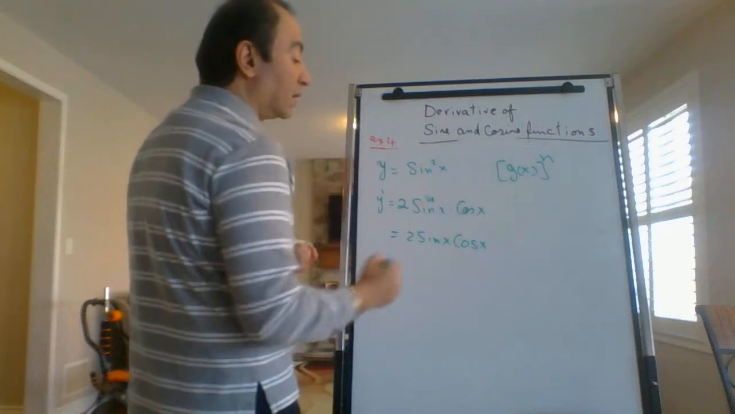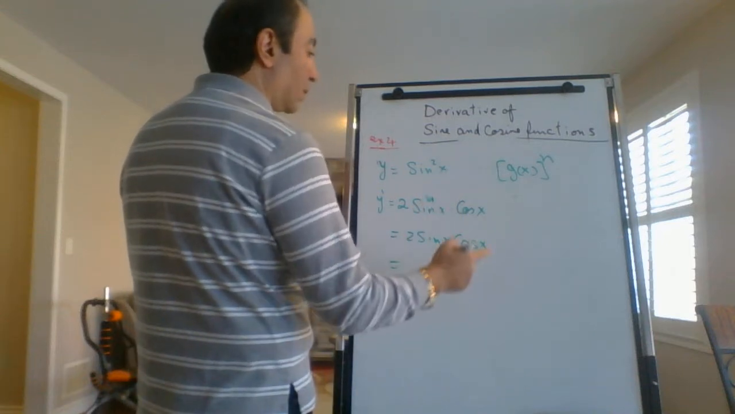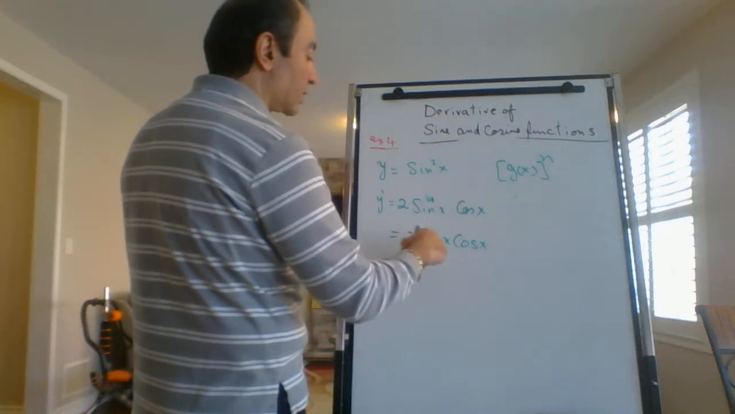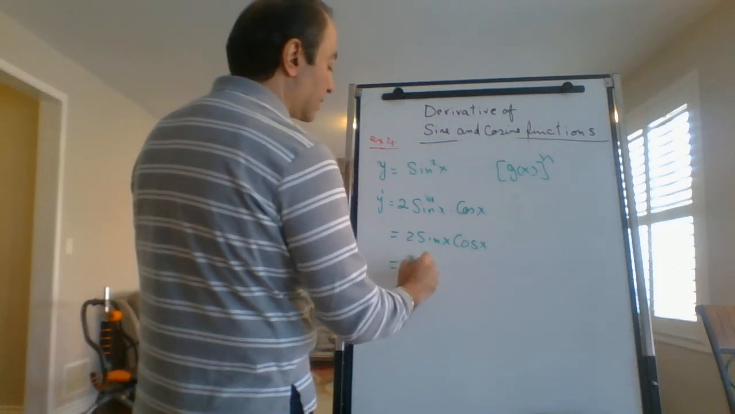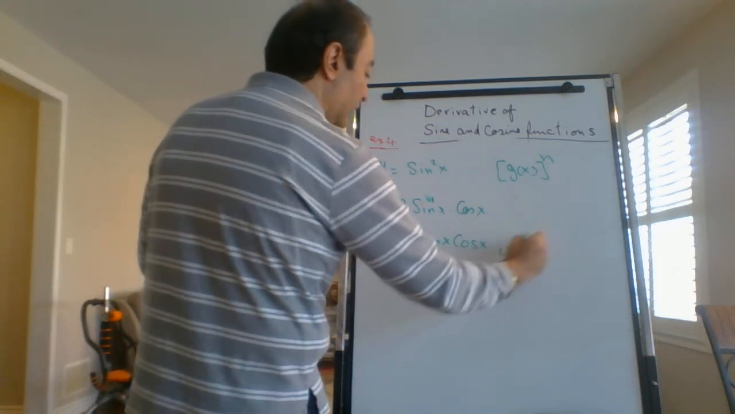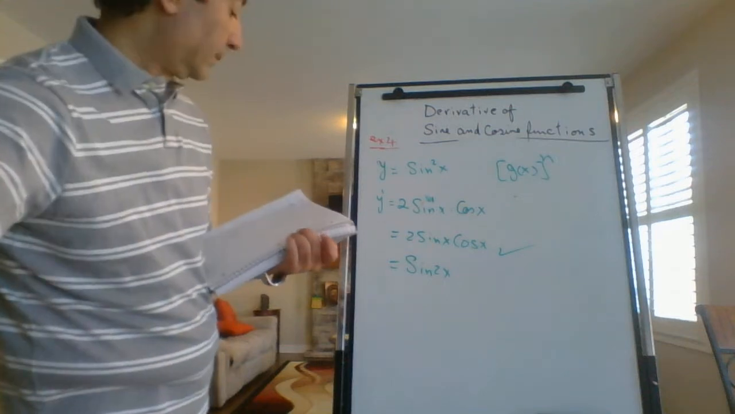If you want to be more fancy, we know from grade 12 advanced functions that 2 sine x cosine x is the same thing as sine 2x. But up to here, you did a great job.